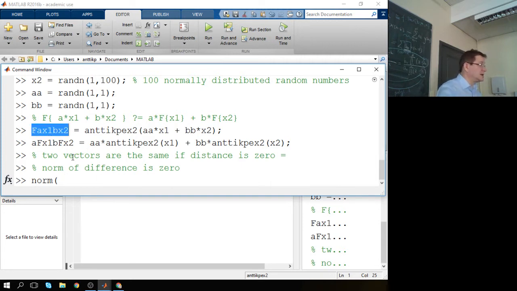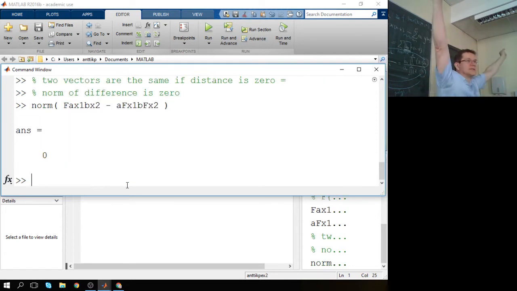Control C, Control V. That's the difference. Oops. And that's the norm. And let's see. Wow, 0. This is a linear system. Good.